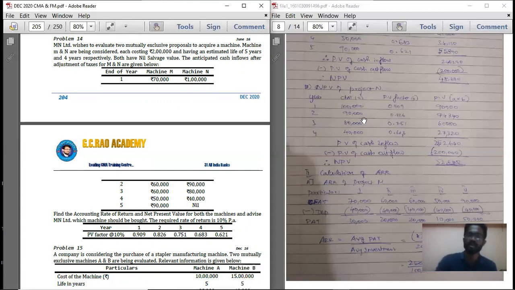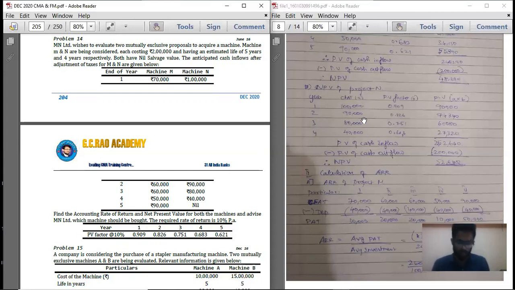And for the 4th year, that is the last year, what is the CFAT? 40,000. If you multiply it with the present value factor, that is 0.683, you are getting 27,320. So in respect of present value column, record 27,320. So now total it. Present value column: 90,900 plus 74,340 plus 60,080 plus 27,320.